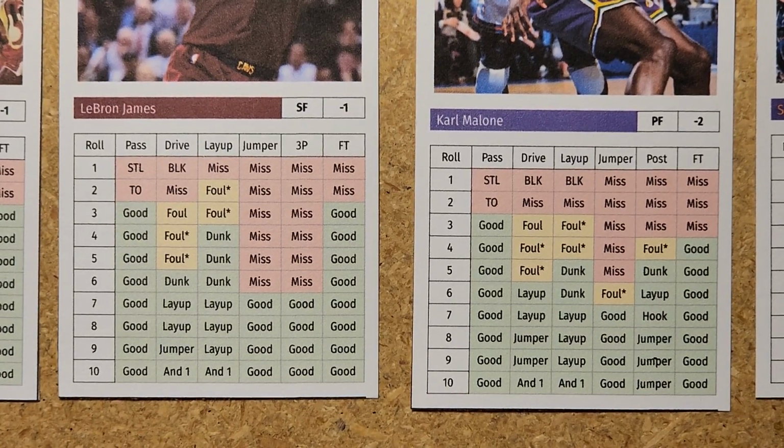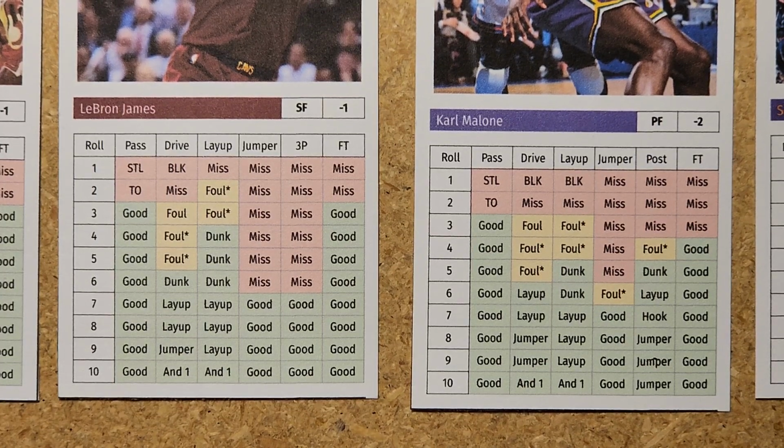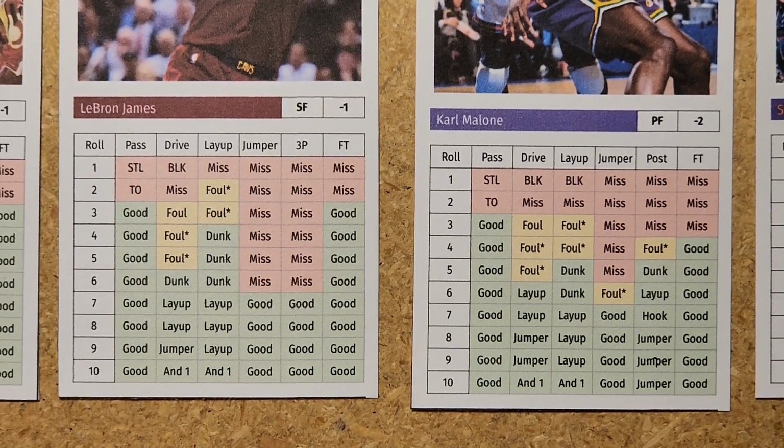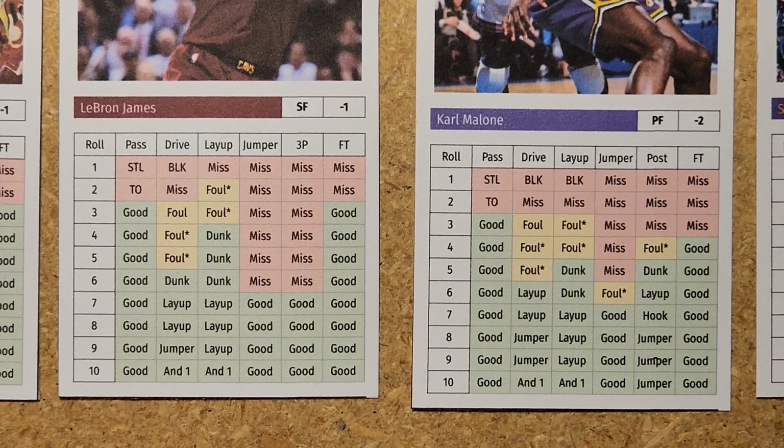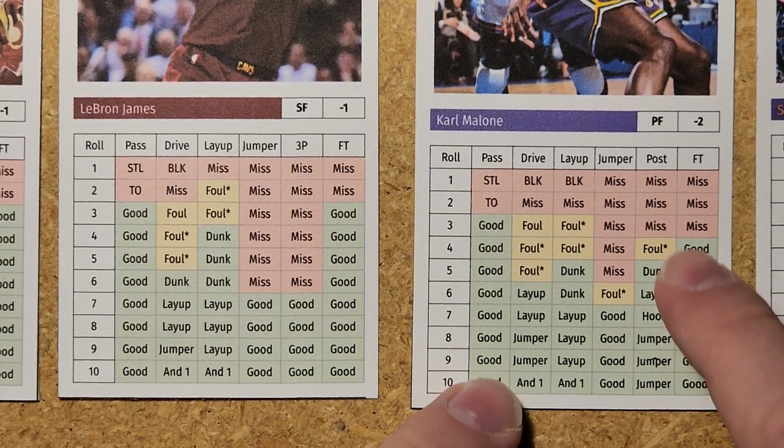Shaq, look at his post number. Anything 4 to 10 is going to be just an auto bucket. He's got a couple of fouls in here because people are just hacking him as he goes to the line. So basically, if Shaq gets you in the post, good things are going to happen, which, if you watched him play, that's sort of how it was when Shaquille O'Neal was on the floor.